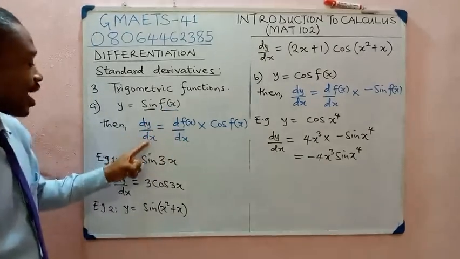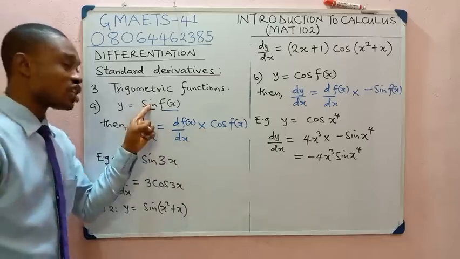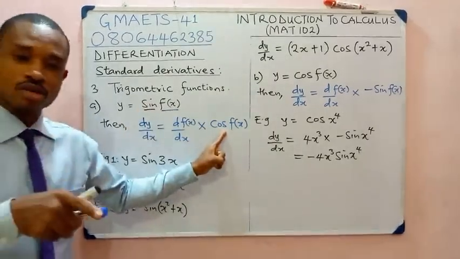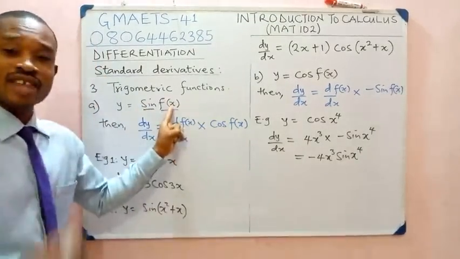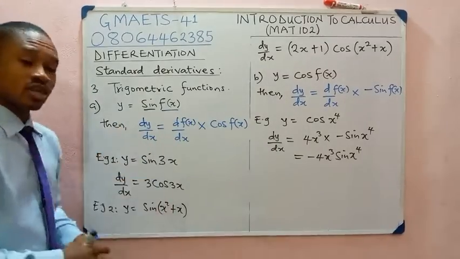So all you need to do is to differentiate the minor. You can say that dy dx is equal to the derivative of f of x with respect to x, then times the derivative of the major. If you differentiate sine, you get cos. Cos of f of x, that is the minor function it is carrying. That's quite simple.